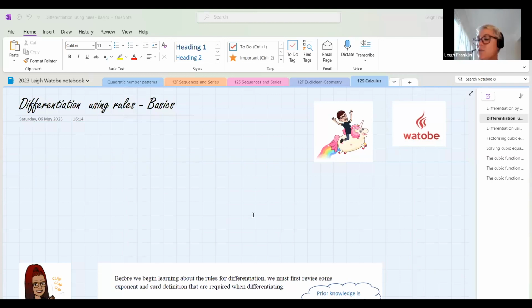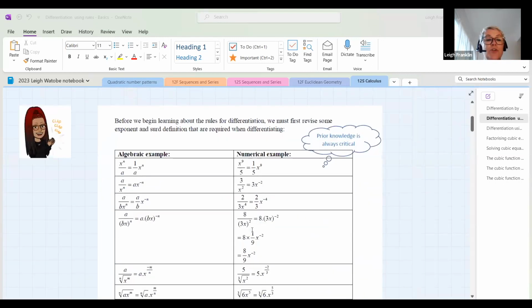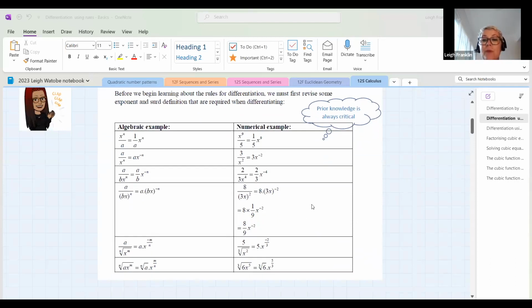But before we get started on that, it's always important for us to check our prior knowledge. Now, you're going to understand why in a little while. Before we can start applying the rules for differentiation, we need to know something about exponents and surds. So I just want to go through that with you. Please take screenshots. It's going to help.